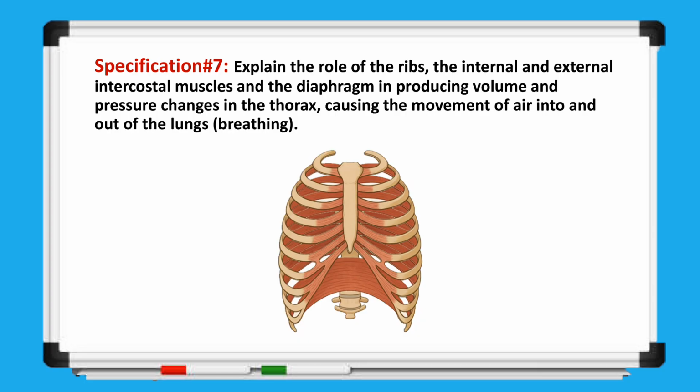We'll look at how the intercostal muscles and the diaphragm function differently during the two main phases of breathing, inhalation and exhalation. These muscles play a key role in changing the size and shape of the chest cavity, which directly affects how air moves in and out of the lungs. So, let's understand each part and how it contributes to the breathing mechanism.